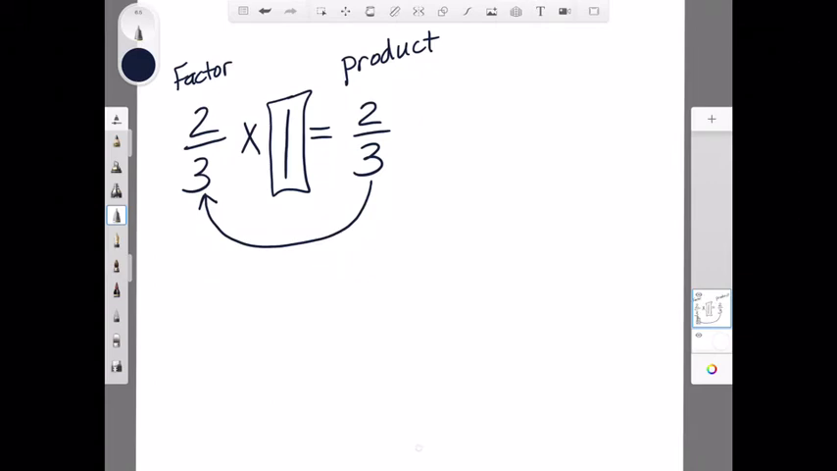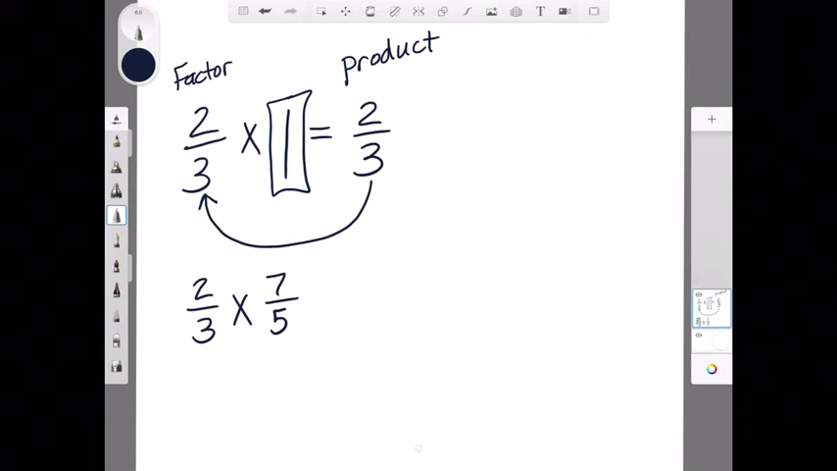When we multiply by 1, we end up with the same product as the factor that we started with. Now if we take 2/3 and we multiply that by a number greater than 1, we can take any number greater than 1. It can be 2, 3, 4, 5, 6, 7, whatever, or we can have a fraction that's greater than 1. That would be an improper fraction. So let's say we have 7/5. 7/5 is an improper fraction because 7 is greater than 5. And 5/5 would be 1, and 7/5 is greater than 1. So this is a number greater than 1.